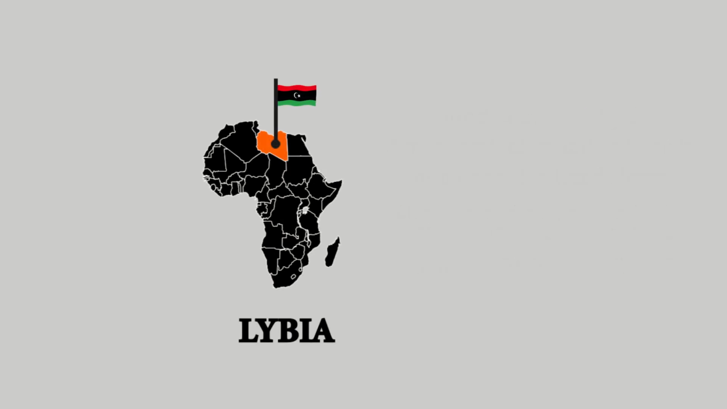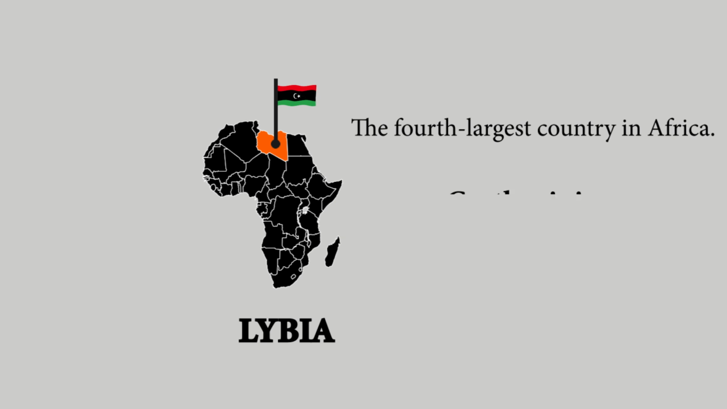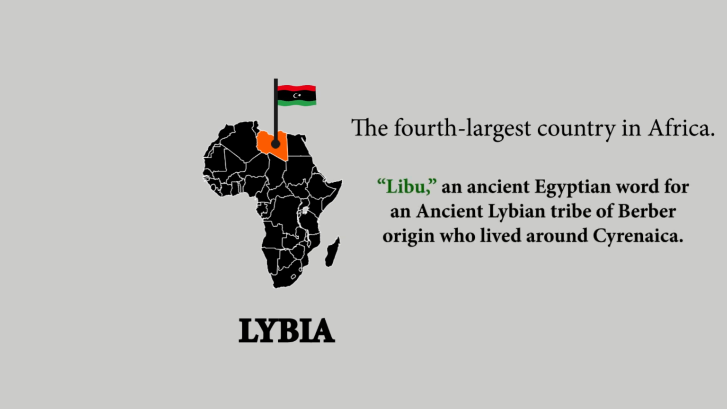Libya. Libya is a desert country in North Africa, as well as the 4th largest country in Africa. It has a rich history, serving as home to different ancient empires, from the Carthaginian Empire to the Persians, Greeks, Roman Empire, and the Ottoman Empire. The name Libya comes from the ancient Egyptian word Libu, which refers to the ancient Libyan tribe of Berber origin who lived around Cyrenaica.